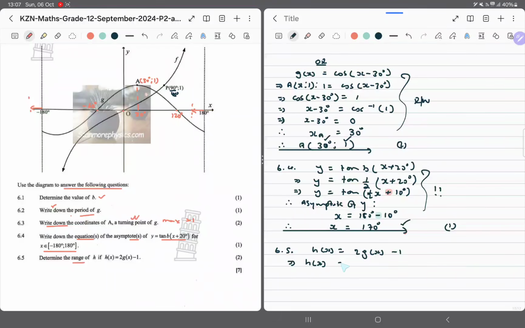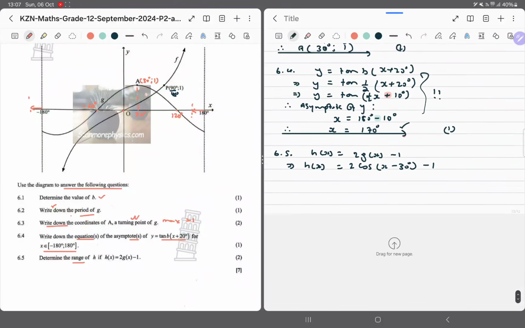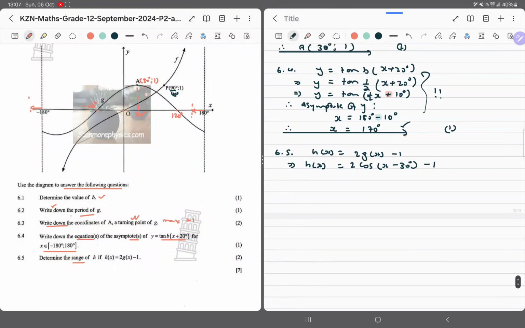This implies that h of x is 2 cos(x − 30°) − 1. Now we know, folks, that the range is going to be maximum and minimum, and that comes from the amplitude. So the maximum and minimum is going to be 2 and −2. But then we have to consider this −1 for each of those.